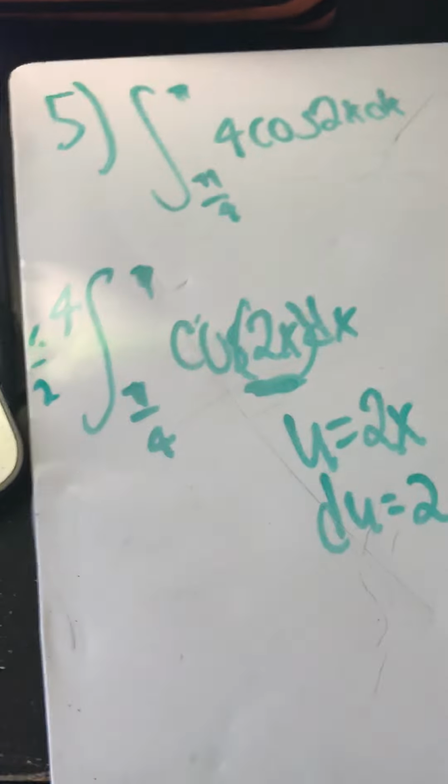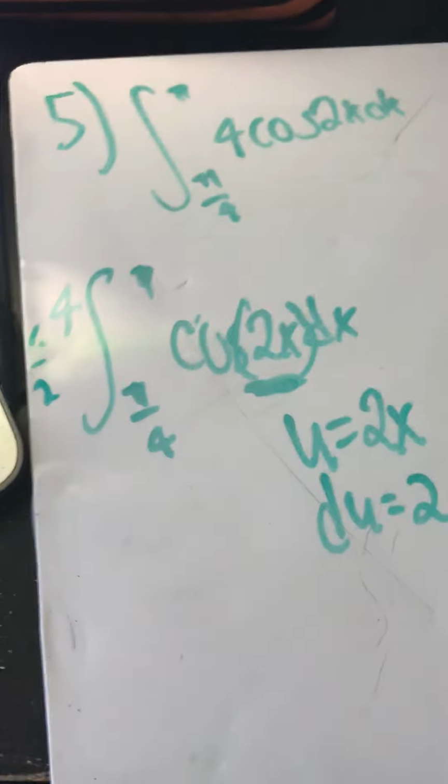So we get 2 times the integral from pi to pi over 4 of cos of u. And then the antiderivative of cosine is just sine. So we get sine, and then we plug that stuff back in: sine of 2x, times 2, evaluated from pi to pi over 4.